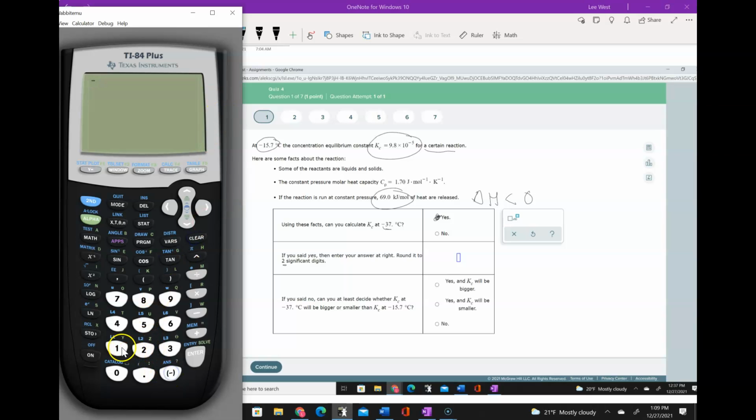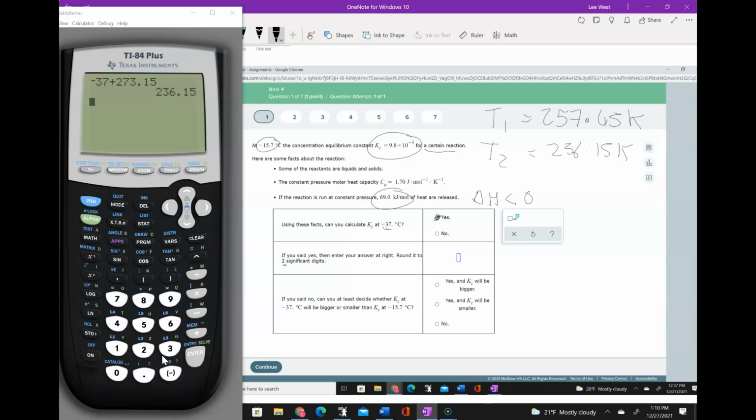So we've got minus 15.7 plus 273.15. So T1 equals 257.45 Kelvin. And then T2 is that minus 37. So we got minus 37 plus 273.15. So T2 is 236.15 Kelvin. Okay, so it's colder.